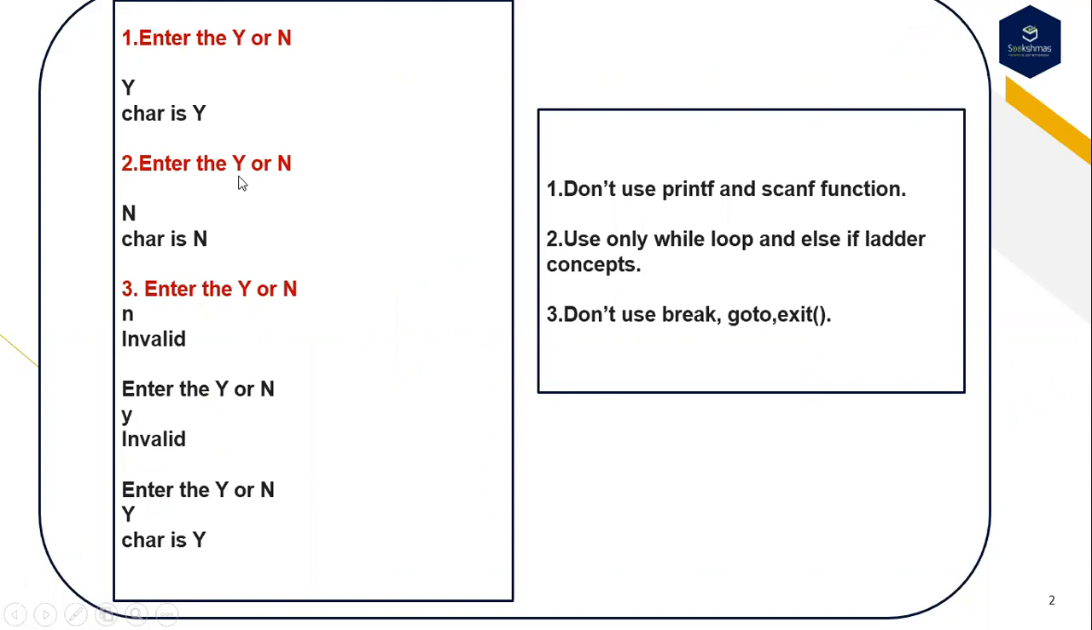Second case, enter uppercase Y or uppercase N. This time I am entering uppercase N through the keyboard, then it should display "character is N". In the third case, enter Y or N. If I enter lowercase n, it should display "invalid". Again, it has to take the input through the keyboard, enter Y or N. If I enter lowercase y, it should display "invalid".